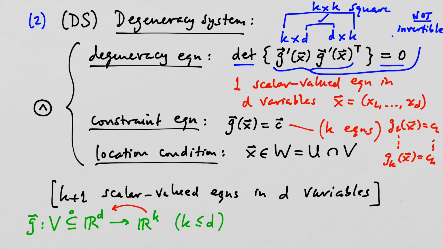There's a word for not invertible. It's called singular. So a matrix is said to be singular if it's not invertible. That only applies to a square matrix.